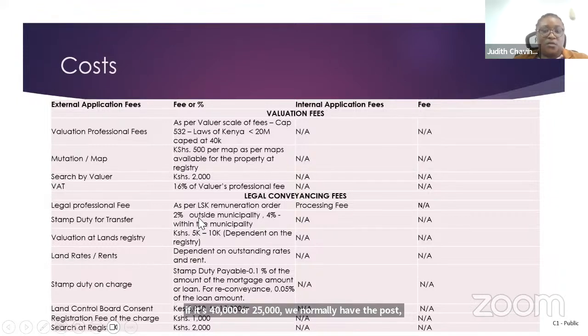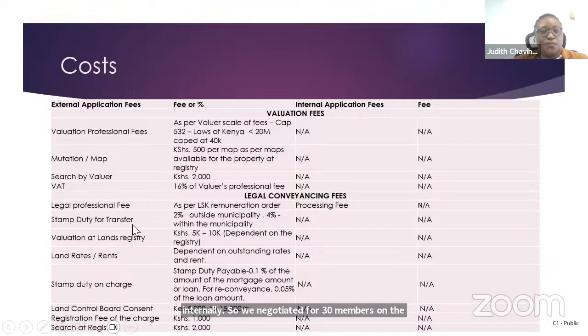Then we have the legal conveyancing fees. We have legal professional fees as per the LSK remuneration order. We also have fees that have been negotiated internally. We negotiated a 30% discount for our members on the legal fees that they are charged.